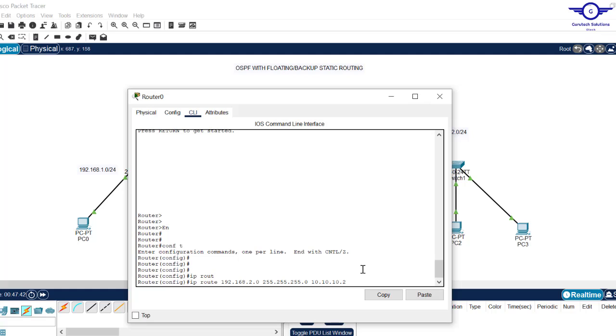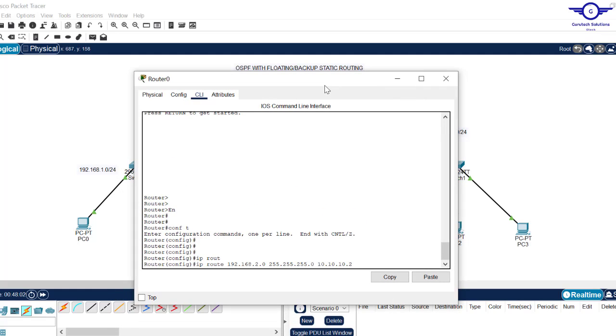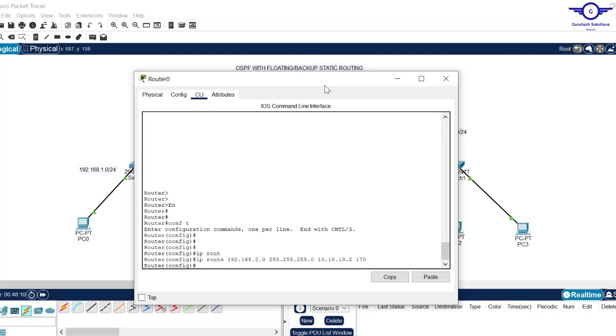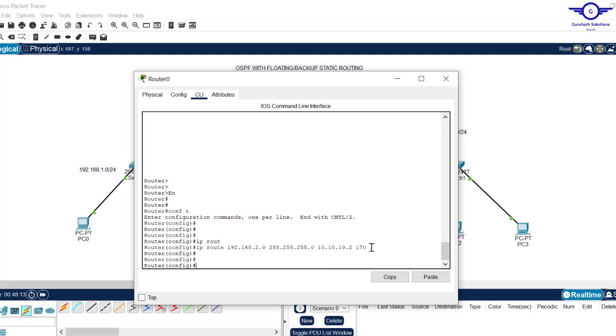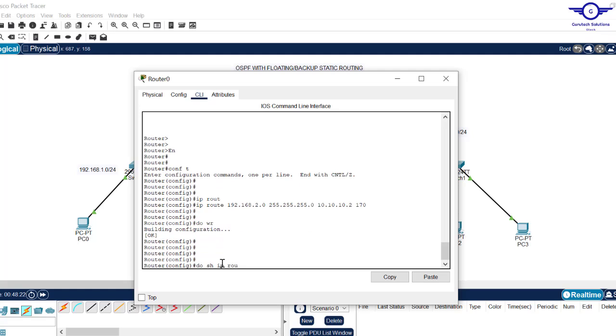But we've said that OSPF has an administrative distance of 110. So the backup should have a higher administrative distance. So how do we place administrative distance? You just hit space, then you give it a value that is higher than the primary routing protocol. The routing protocol in question is OSPF, which has an administrative distance of 110. So this route should have an administrative distance of, let's say, 170. And we hit enter. So this is the backup route that will be used when OSPF is dead. So just say do write and do show IP route.